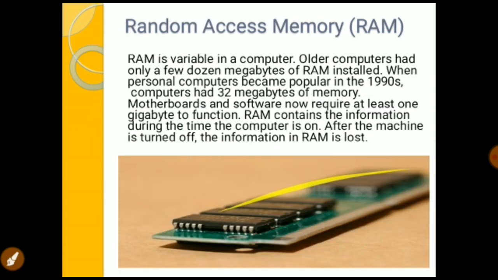Okay. Second one is random access memory. As the name suggests, random access memory is the type of memory which stores everything very randomly. Older computers had only a few dozen megabytes of RAM installed, but nowadays we require at least 1 GB of memory. Otherwise, it will not work properly.